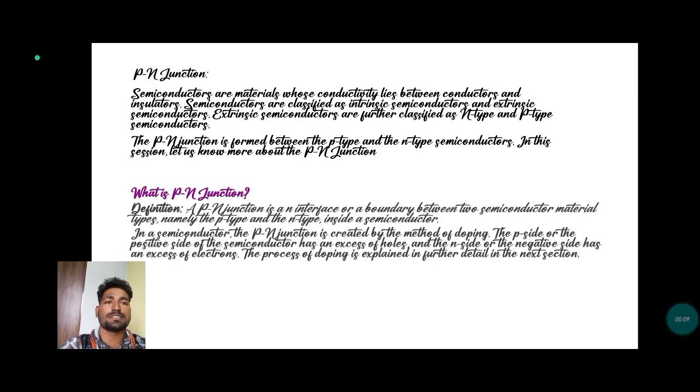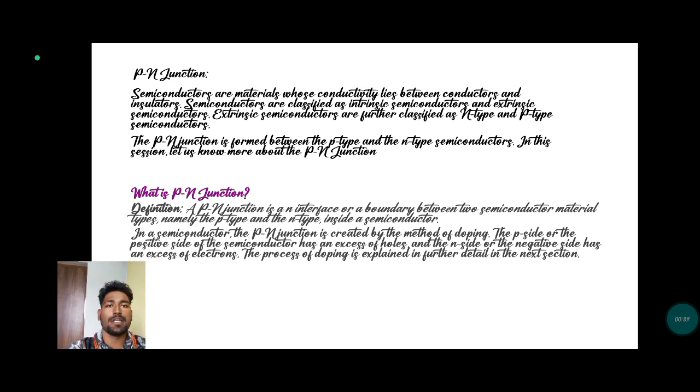PN junction. Semiconductors are materials whose conductivity lies between conductors and insulators. Semiconductors are classified as intrinsic semiconductor and extrinsic semiconductor. Extrinsic semiconductors are further classified as N-type and P-type semiconductor. The PN junction is formed between the p-type and n-type semiconductor. In this session, let us know more about the p-n junction.